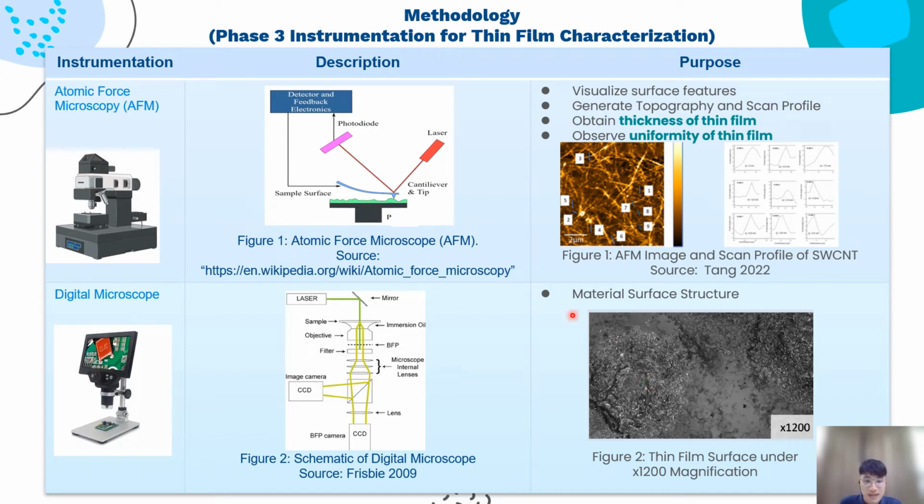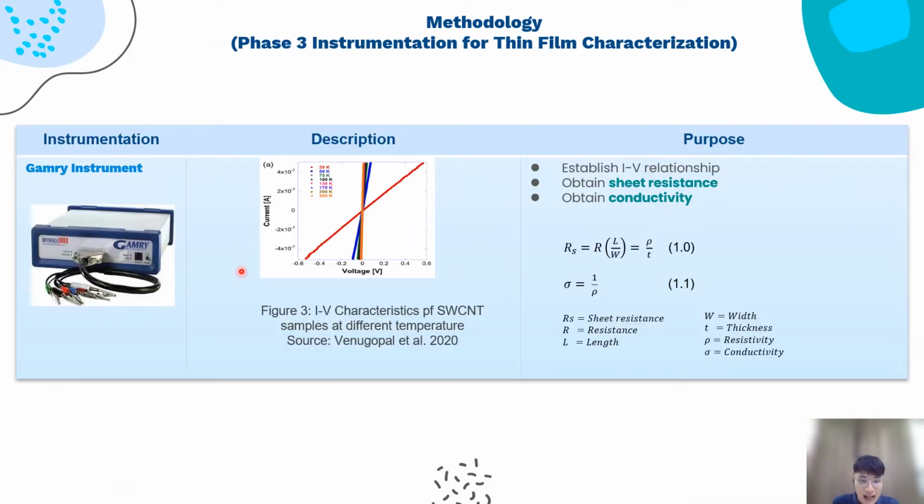So this is the methodology for the instrumentation for thin film characterization. Basically, FM is used to obtain the thickness of thin film and observe the uniformity of thin film, and the digital microscope is used to observe the material surface structure. While the Gamry instrument is used to establish the IV relation across the thin film and also to obtain the sheet resistance and also conductivity.